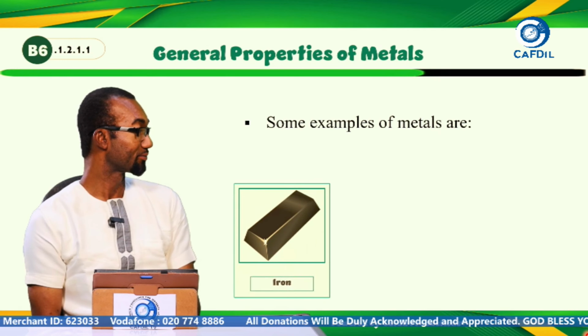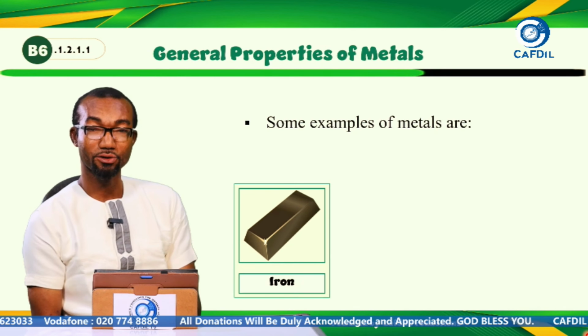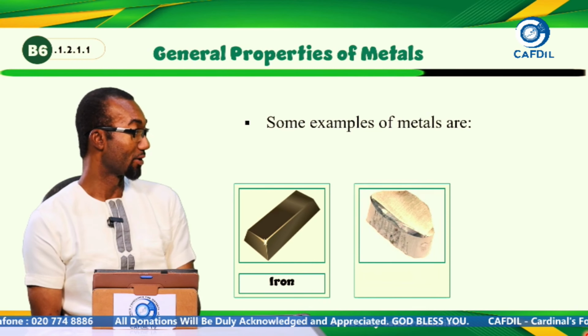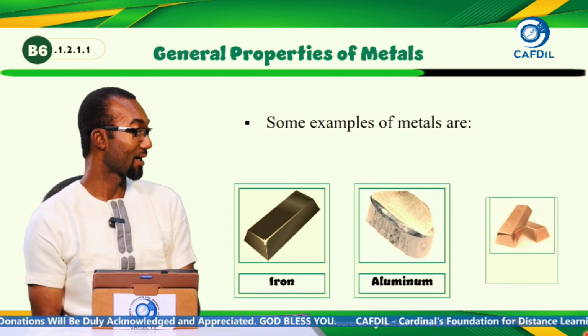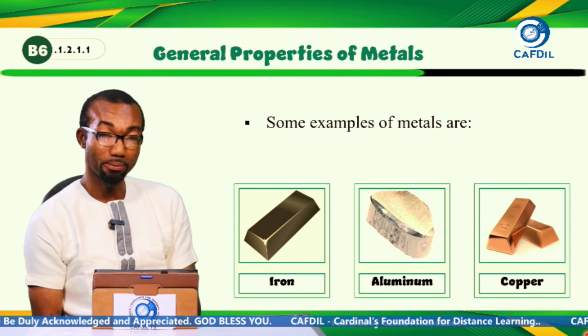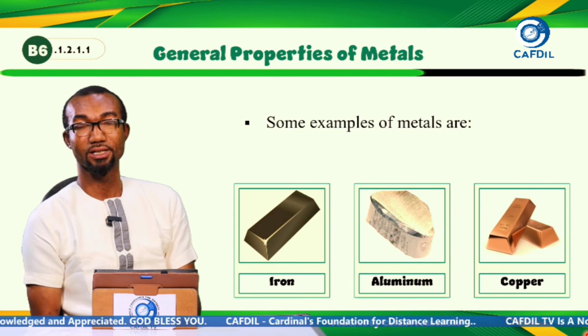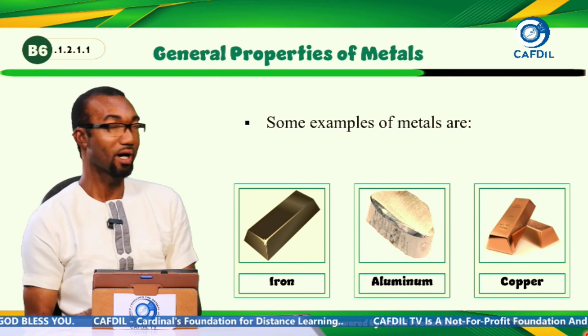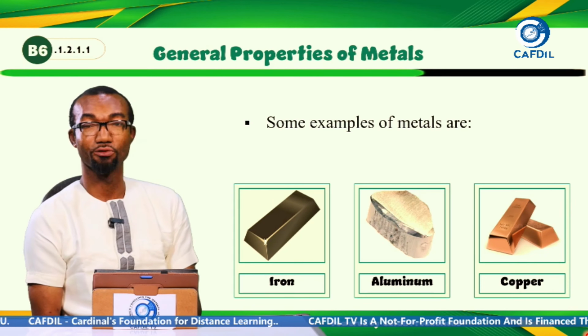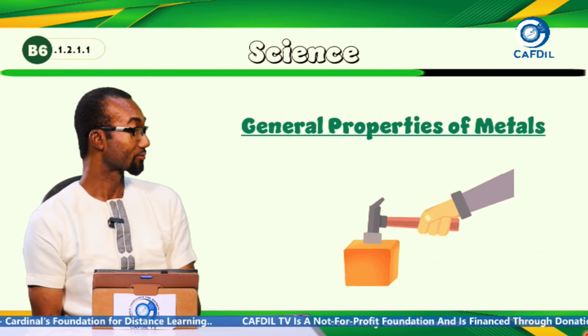We also have iron. Iron too is an example of metal. We have aluminium. Aluminium too is an example of metal. And then we have copper. Copper too is an example of metal. So iron, aluminium, copper are all examples of metals.